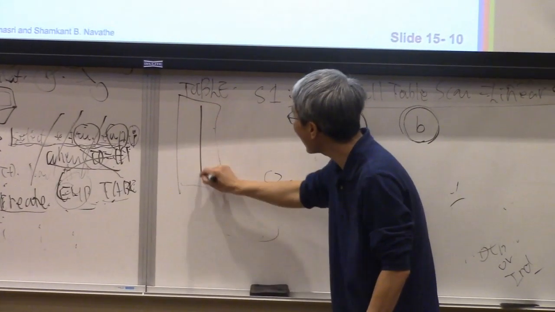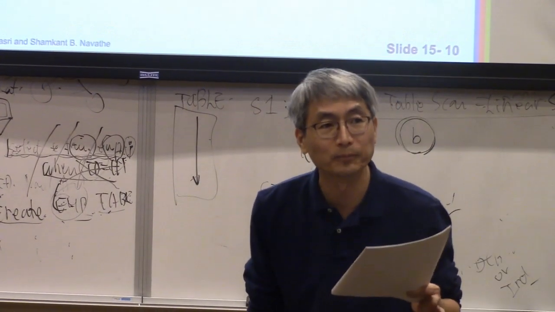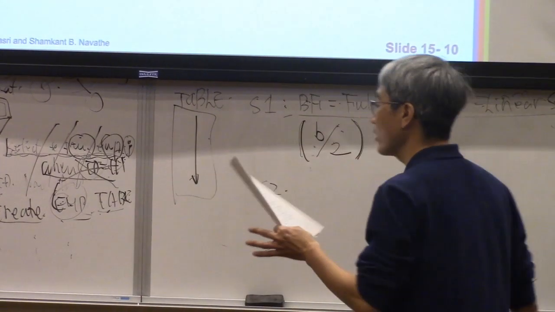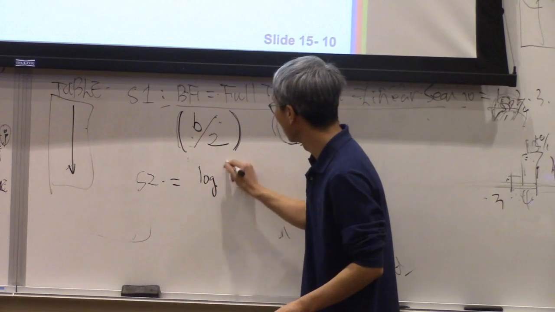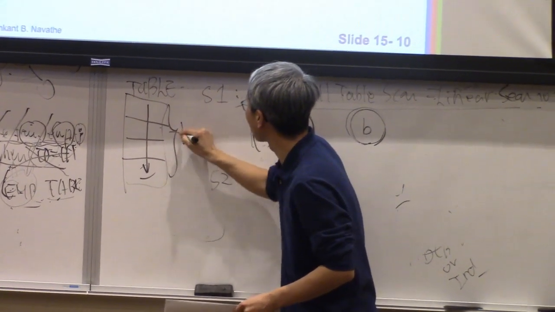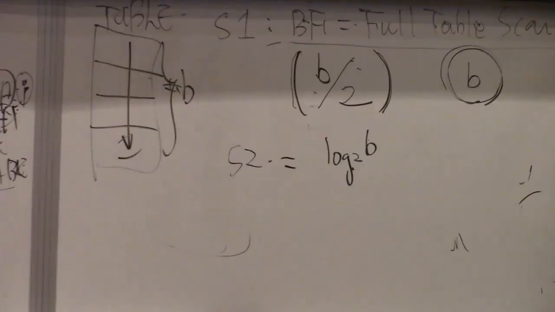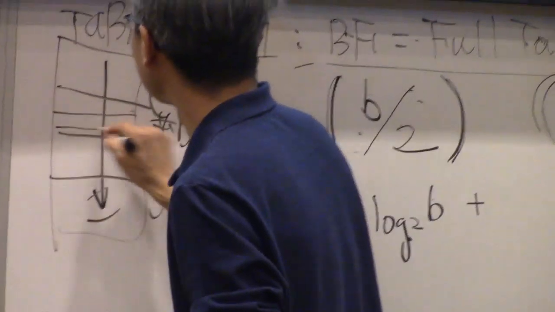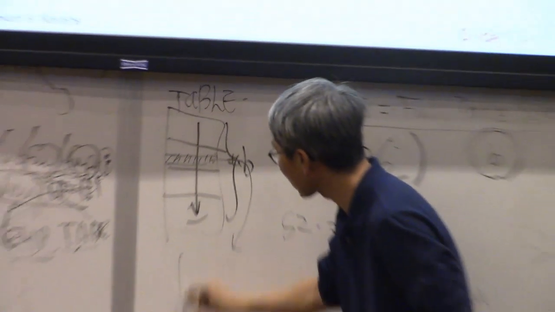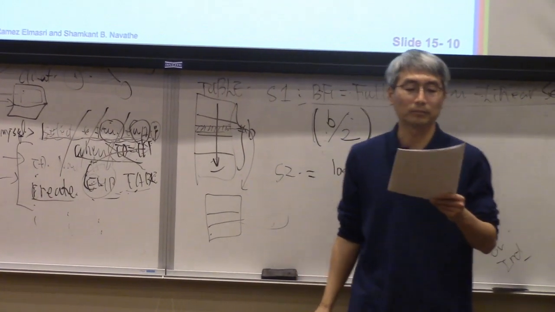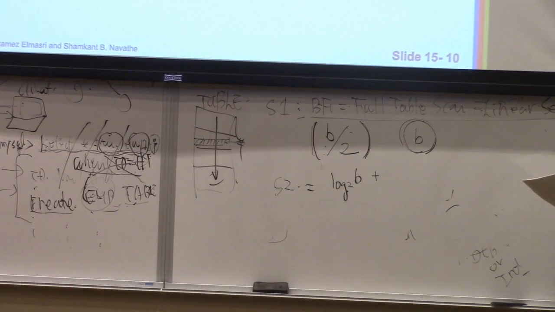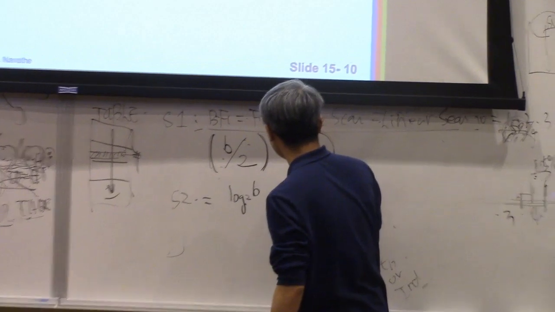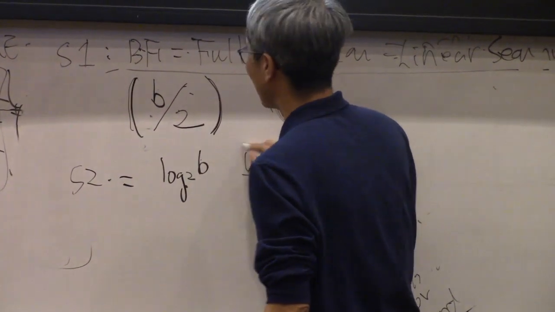The second approach, in case the table is ordered, we can use what? Binary search, right? So binary search, how many blocks do we need to access? It's log of B, where B is the number of blocks, base 2. Then if you find the data, you need to access the table, so this is the unique case. If data is unique, we can do this one.